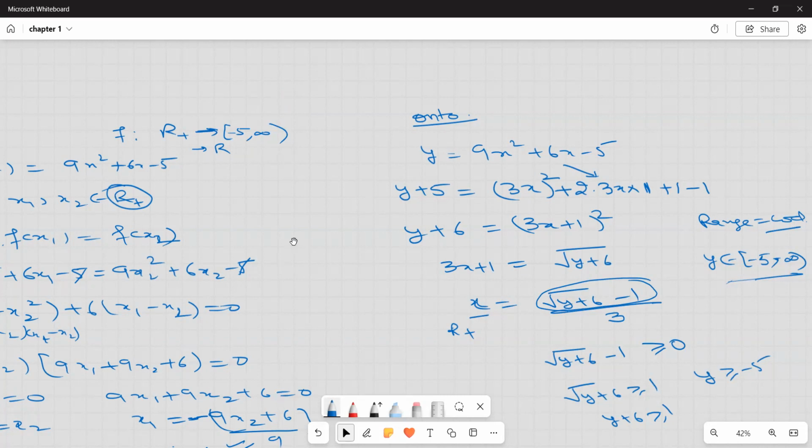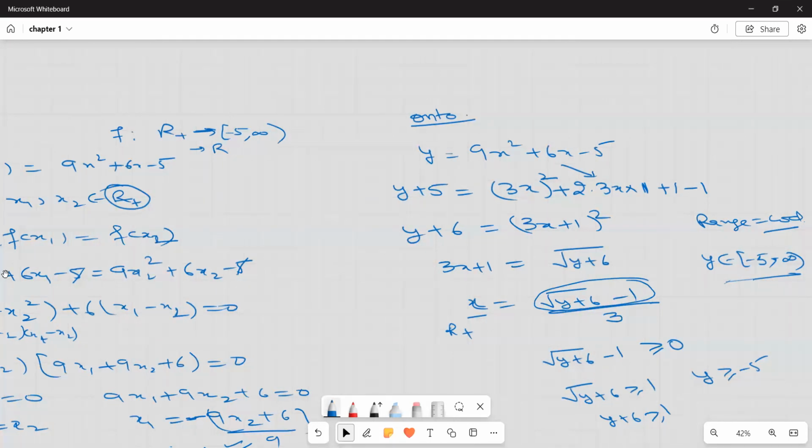Then next, you can check all the quadratic functions like this only. All the quadratic functions will be solved like this only, by completing the square. If you have any doubt, you can send me the question. I'll send you the solution.